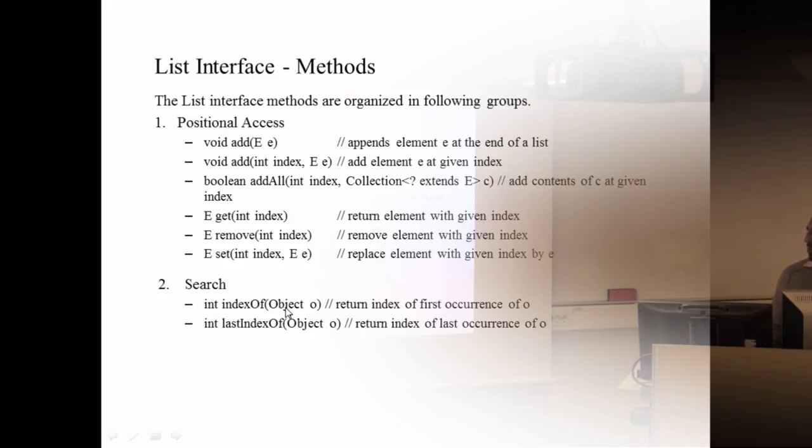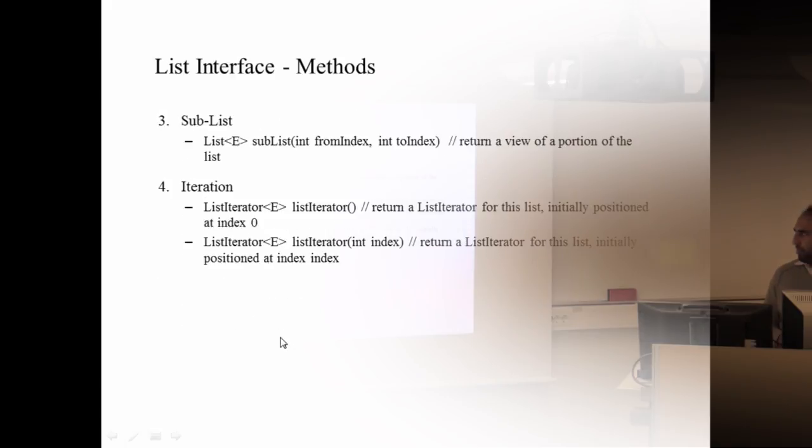So if you want to find out the index of a particular element, since a list can have duplicates, if you have more than one element with the same value, indexOf will return the first occurrence, and if you want to find the last, then you can use lastIndexOf.